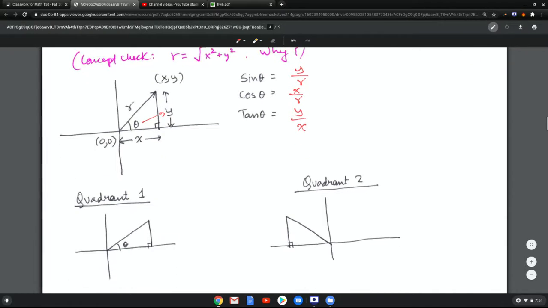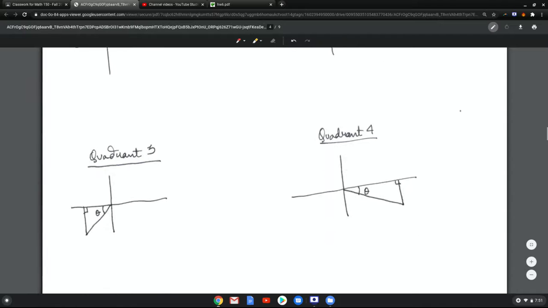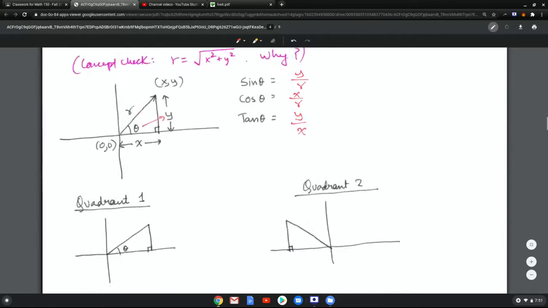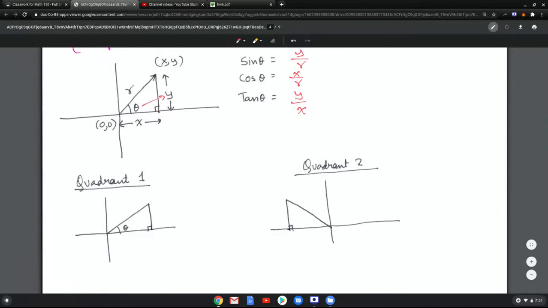Now, our first goal is going to be looking at the signs. Where is it positive, negative? Quadrant 1, right? Quadrant 1 is right here. So sine theta is positive, cosine theta is positive, and tangent theta is positive. And this is because x is positive and y is positive.